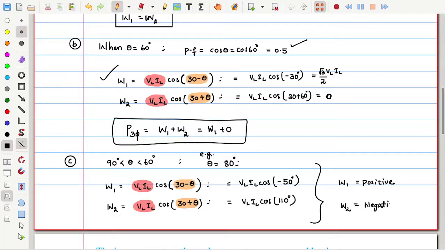So whenever one wattmeter reading is positive and the other is negative, you can understand that theta will be in the range of 60 to 90 degrees.